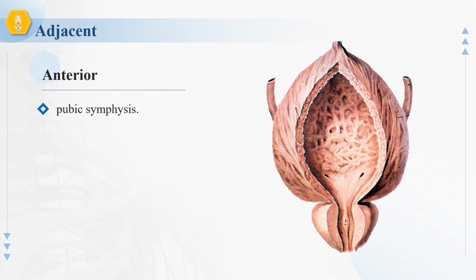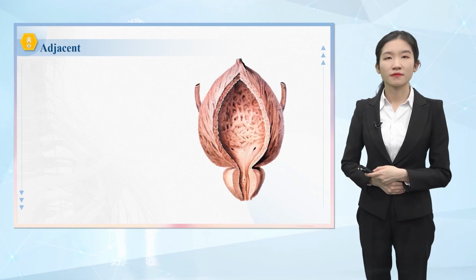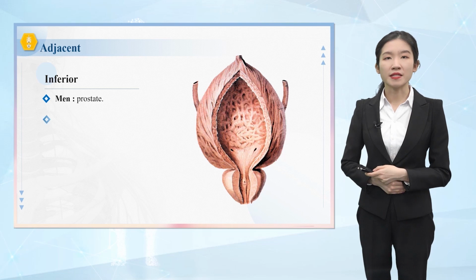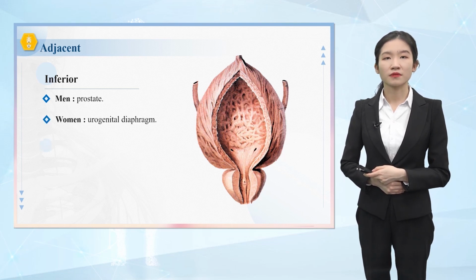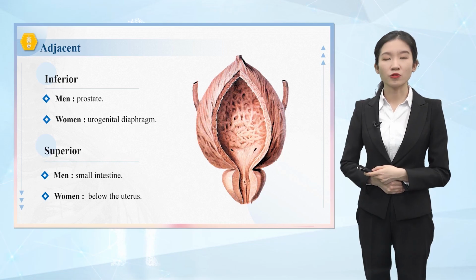Adjacent structures. The anterior is the pubic symphysis. The posterior in men is the seminal vesicle, ampulla of vas deferens and rectum. In women it is the uterus and vagina. The inferior in men is the prostate, and in women is the urogenital diaphragm. Superior. In men it is the small intestine, and in women it is the uterus.